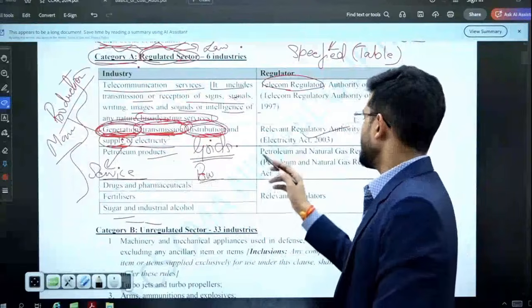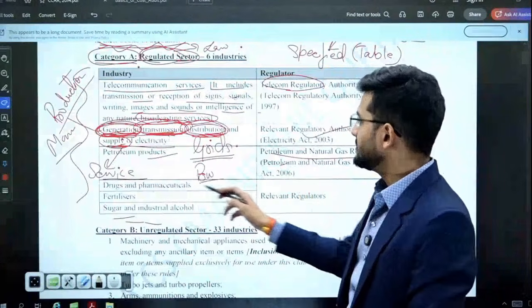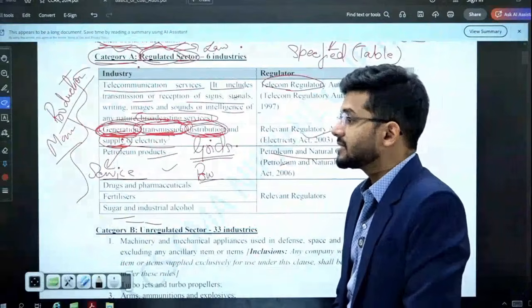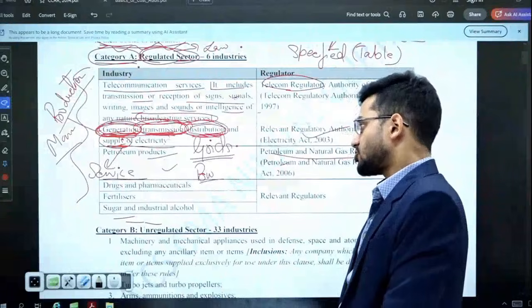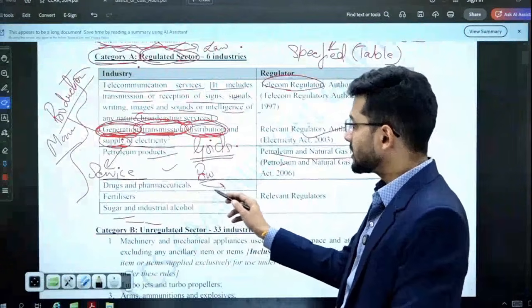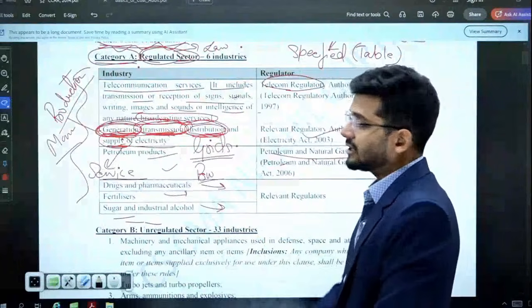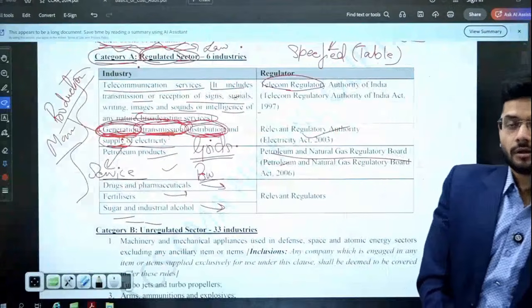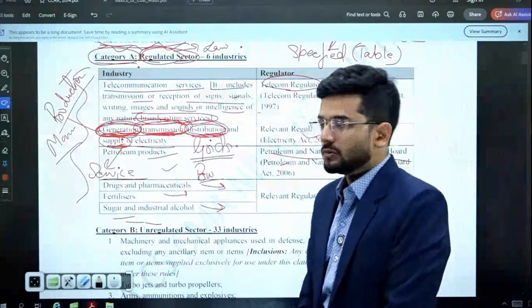Petroleum products are there. Petroleum and Natural Gas Regulatory Board regulates these petroleum products. Cost records is applicable on this. Drug and pharmaceuticals, fertilizers, sugar and industrial alcohol. Again, covered under the regulated sector of the rules.